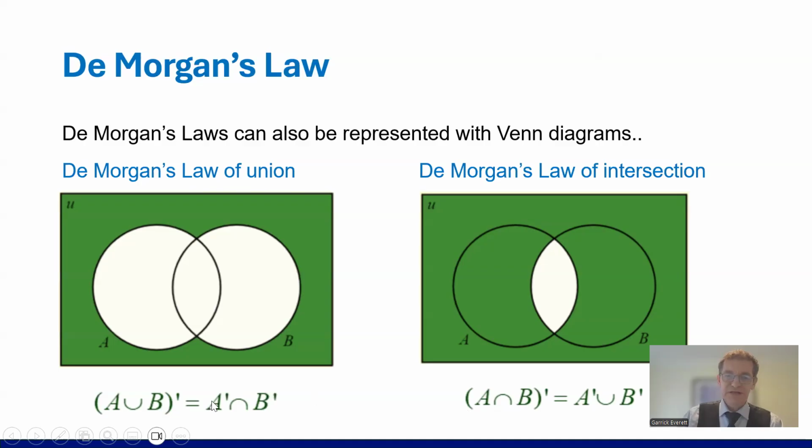So you could accidentally write A complement intersection B complement and say, oh, this is the law of intersection. So just be careful that the laws labeled with the words are referring to what's in the brackets. I tend to favor law 1 and law 2 because it's simpler, but this might help you in your memorization of De Morgan's laws.